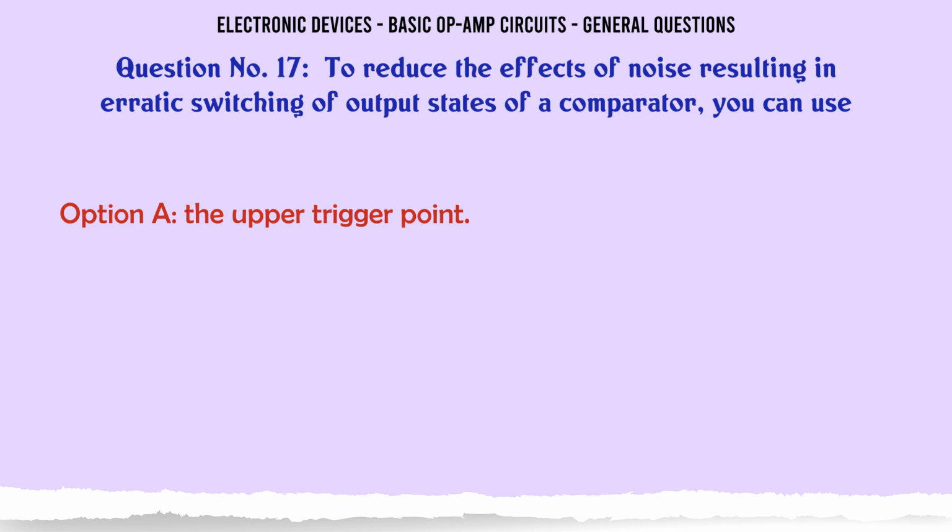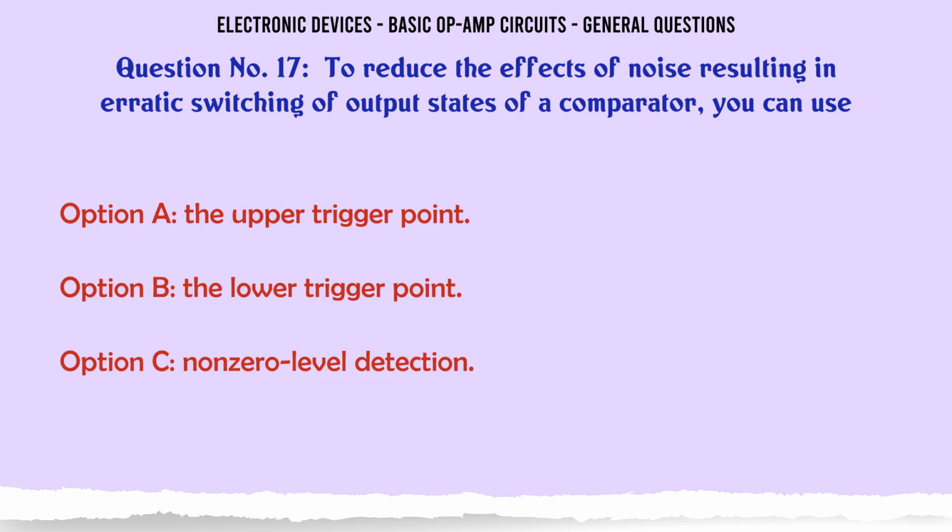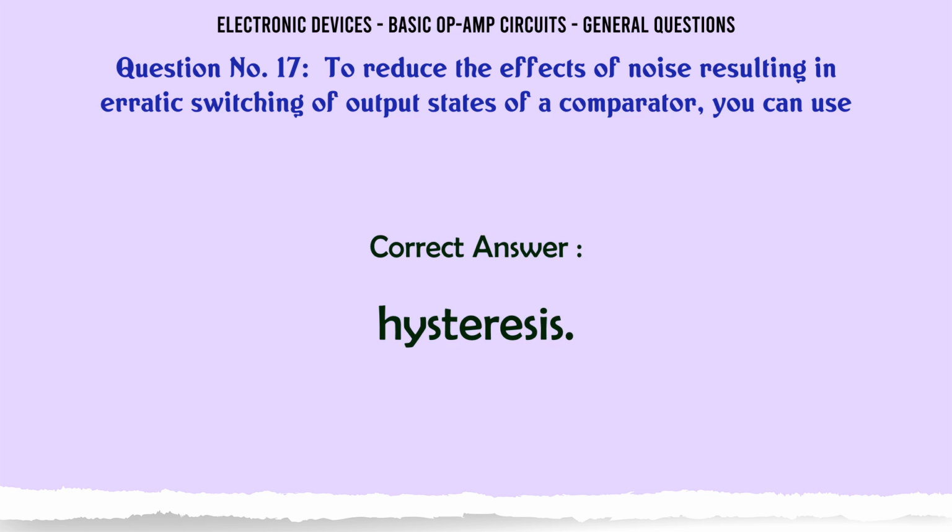To reduce the effects of noise resulting in erratic switching of output states of a comparator, you can use: A. The upper trigger point, B. The lower trigger point, C. Non-zero level detection, D. Hysteresis. The correct answer is hysteresis.